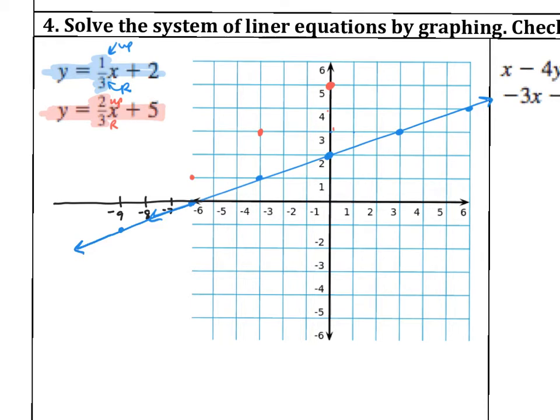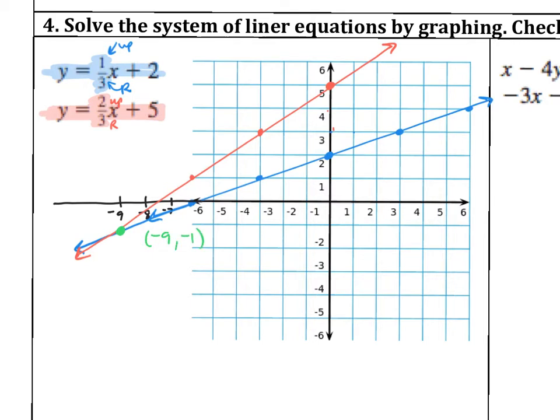Okay, so let's connect these lines as accurately as possible. And this might be a little bit rough because we have to extend on our own, but that's okay. And we got a solution right here at negative 9, negative 1.